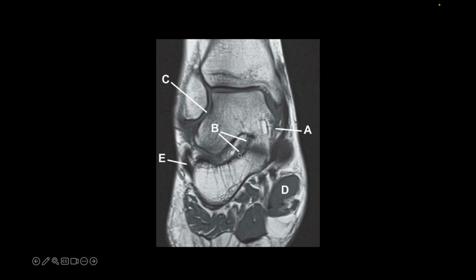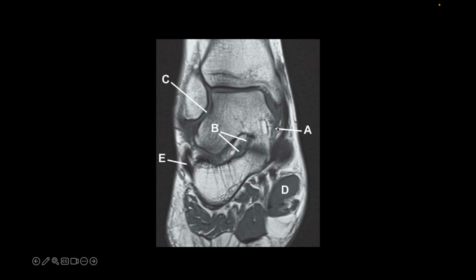Just a few things on this. There is a ligament that goes between the talus and calcaneus in the sinus tarsi. This is called the interosseous ligament, interosseous talocalcaneal ligament. And yeah, that's what that is.